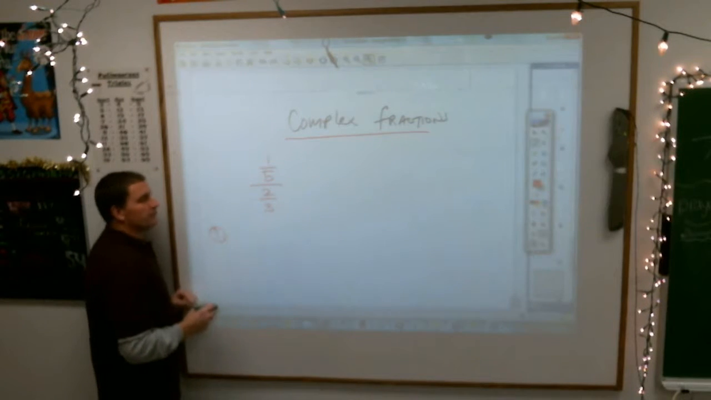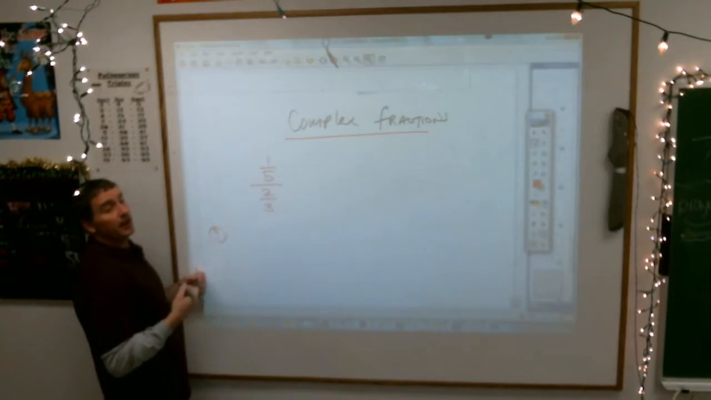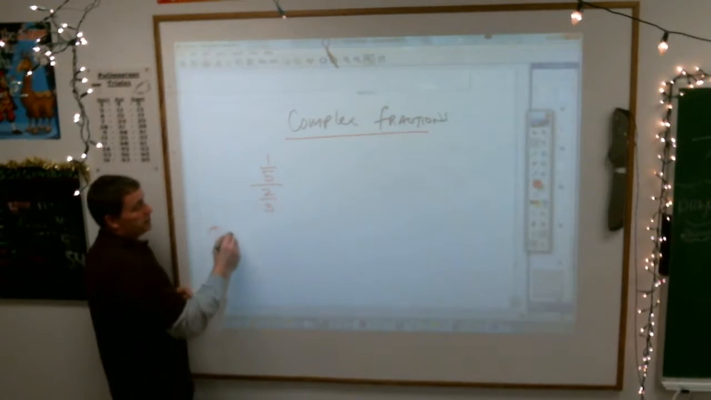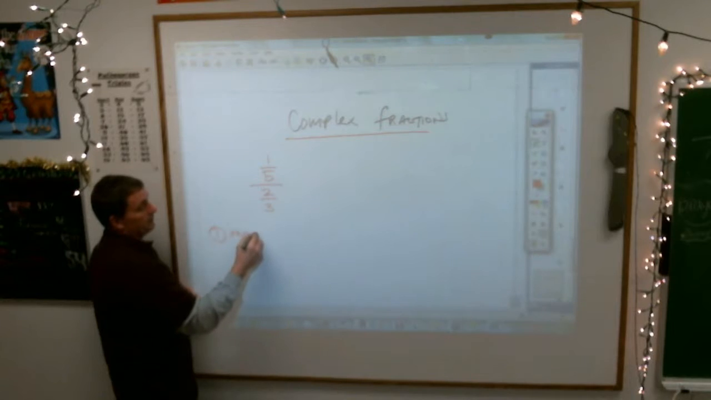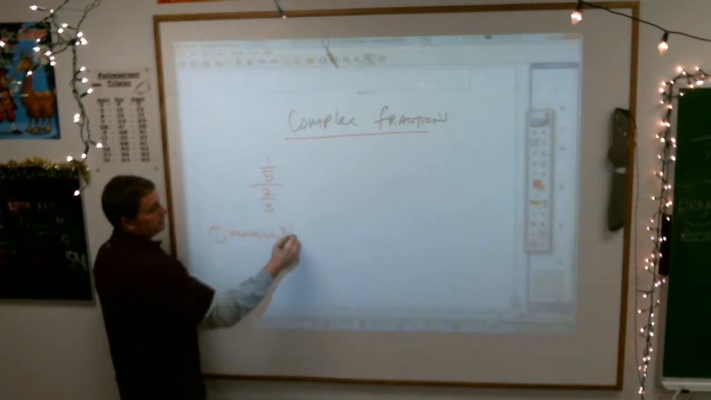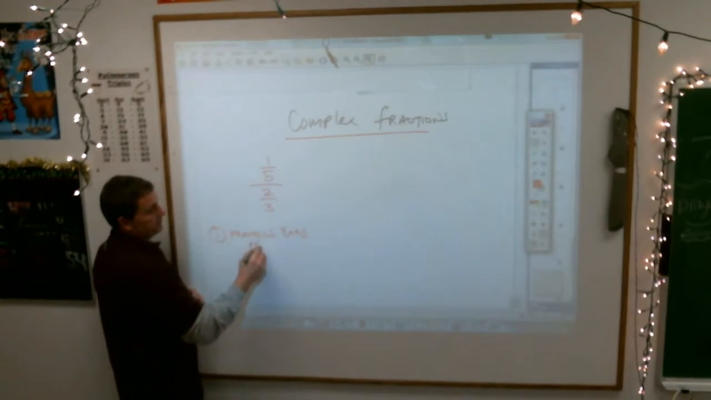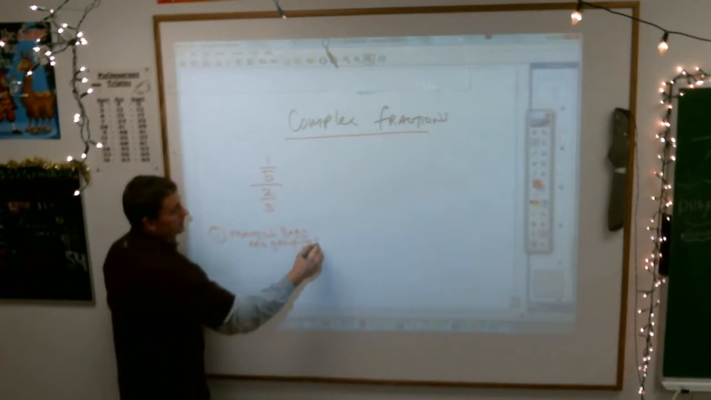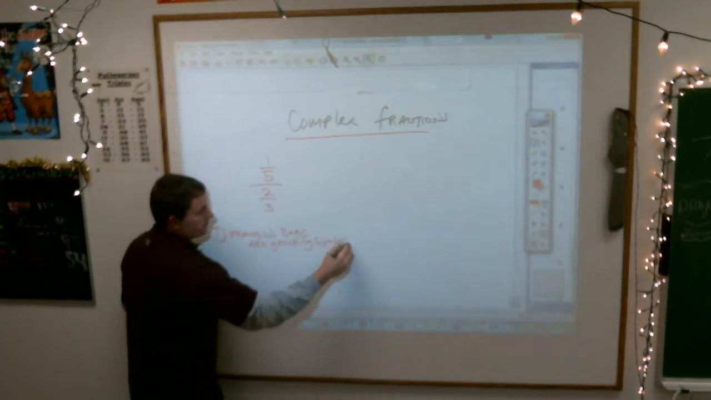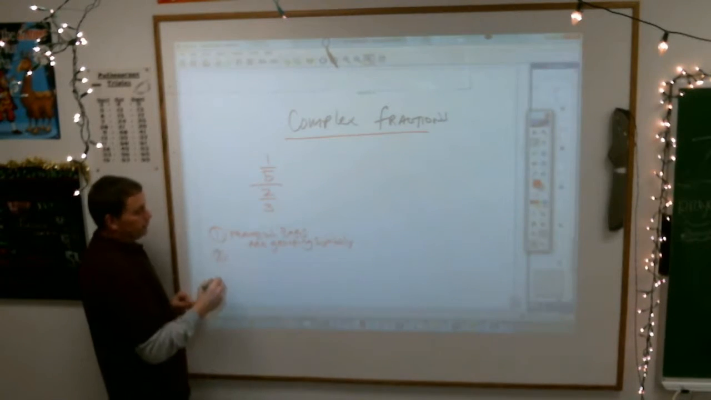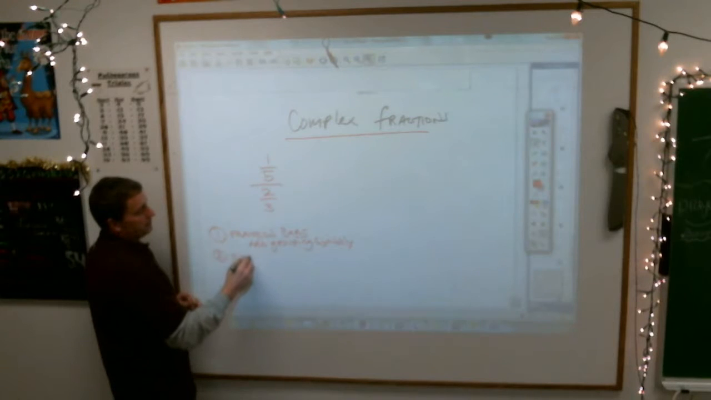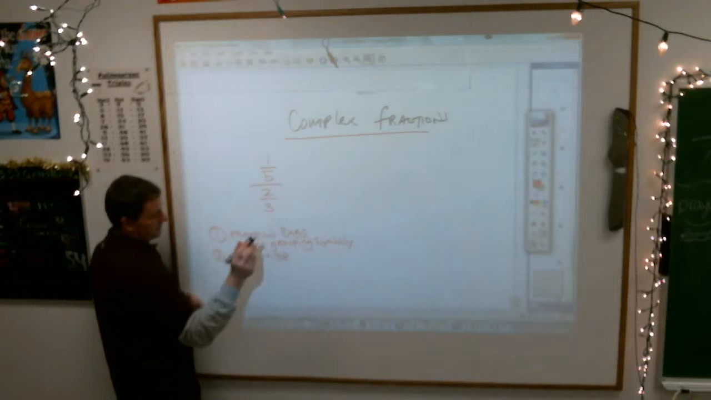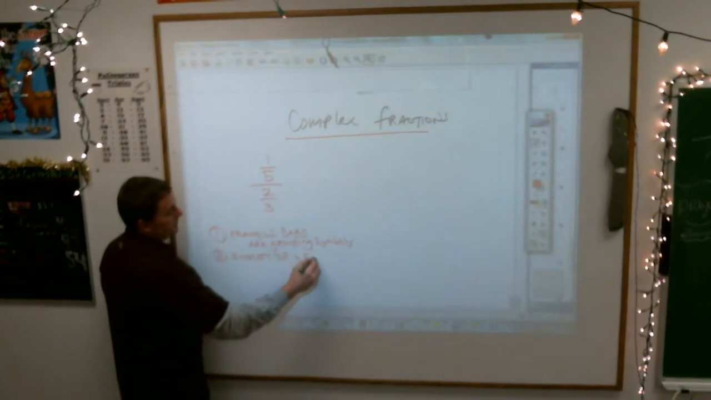When you see complex fractions, which means there are fractions inside of fractions, you have to remember that fraction bars are grouping symbols. That's really what you need to remember. Which means that you have to simplify the top, which comes into play later, and simplify the bottom.